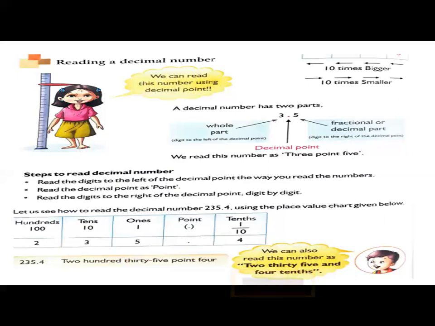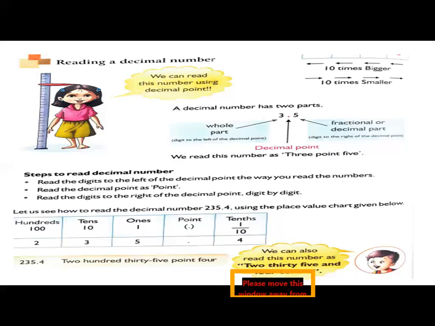Next, read the digits after the decimal point, digit by digit. First, the whole number part you can read as how you are reading the number. For example, 42 means forty-two. But after the decimal point, that is the decimal part, you should not read as numbers. You should read it digit by digit. If it is 0.12, you should read as zero point one two. You should not read as zero point twelve. So if a number is given in decimal number, you should read the first whole number part as the number, then the point as point, and the next decimal part as digit by digit.